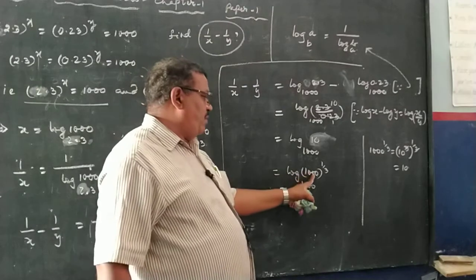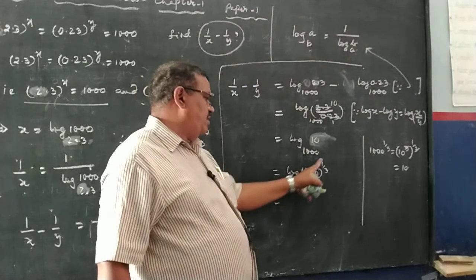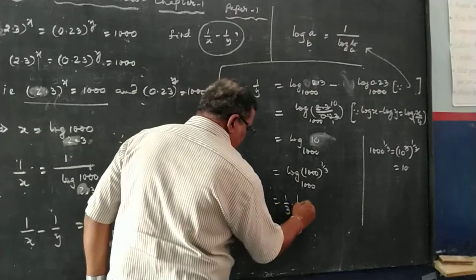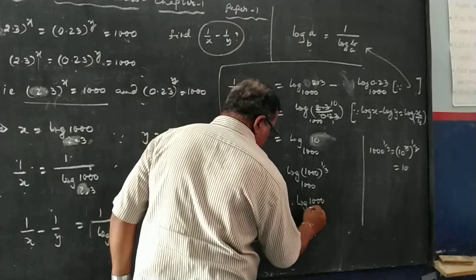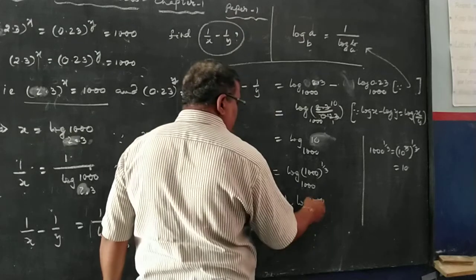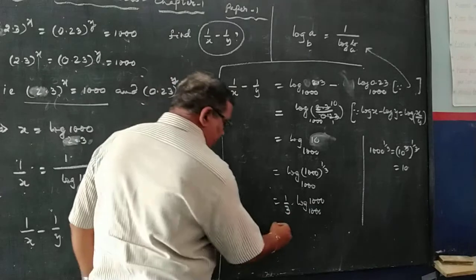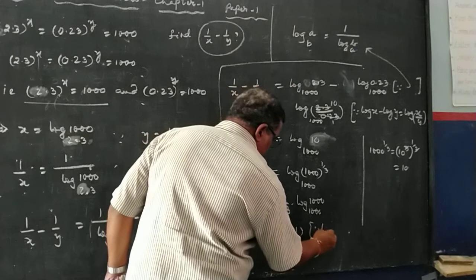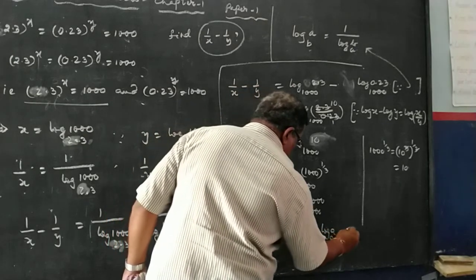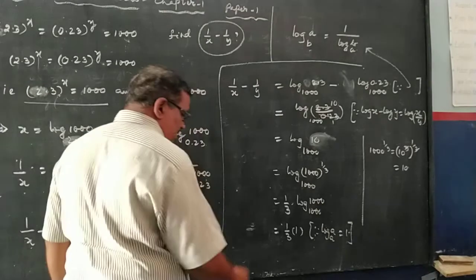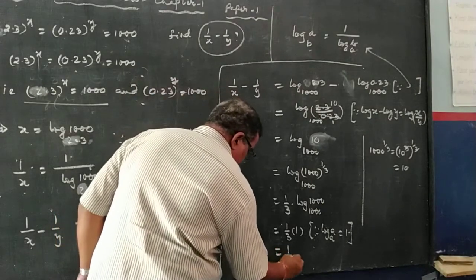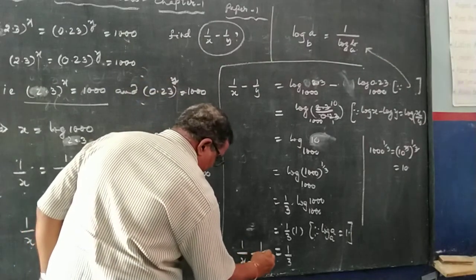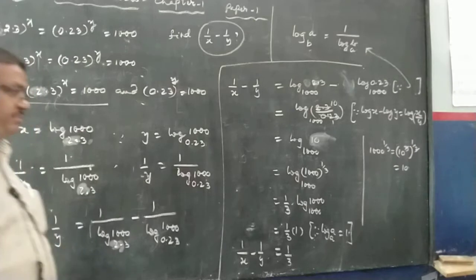Log x power m can be written as m log x. That is 1 by 3 log 1000 base 1000. So log a base a value you already know, that is 1 by 3 into 1. Since log a base a equals 1, where a is not equal to 1, so 1 by 3 into 1, that is 1 by 3. So the value of 1 by x minus 1 by y is equal to 1 by 3.